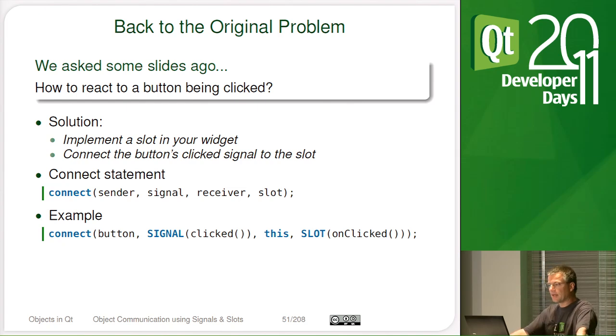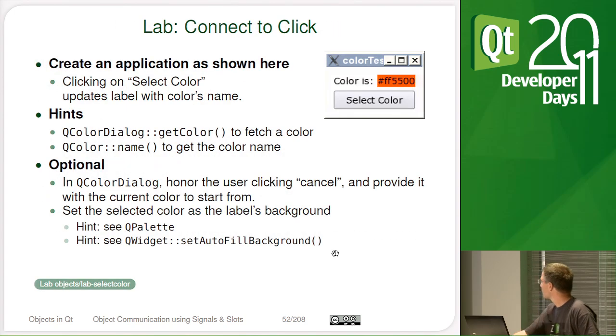So back to our main problem, how can we react on a button click? And we already saw this in the example. We just connect the button clicked signal to a slot handling this action. So pretty simple. Okay, so let's skip this lab exercise.